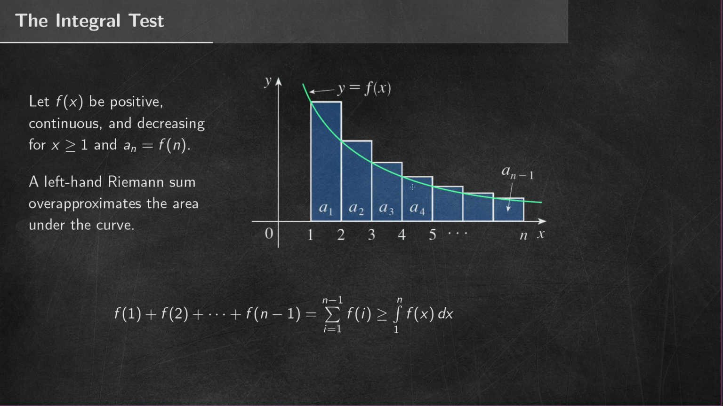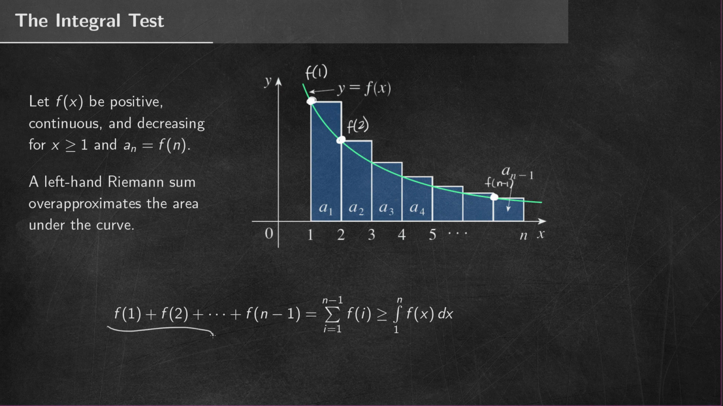Now, if we consider that same function, so it's still positive, continuous, decreasing, but this time we look at a left-hand Riemann sum, our first height of our rectangle is now f of 1. And then the next height for the second rectangle, f of 2, and so on. And since we're using a left-hand sum, the last height isn't f of n, it's f of n minus 1.